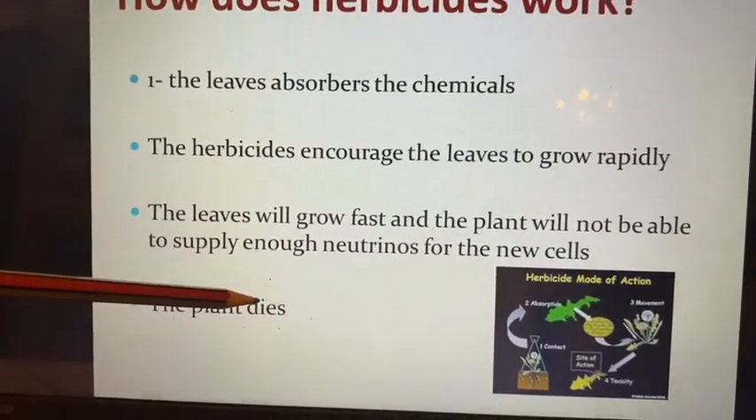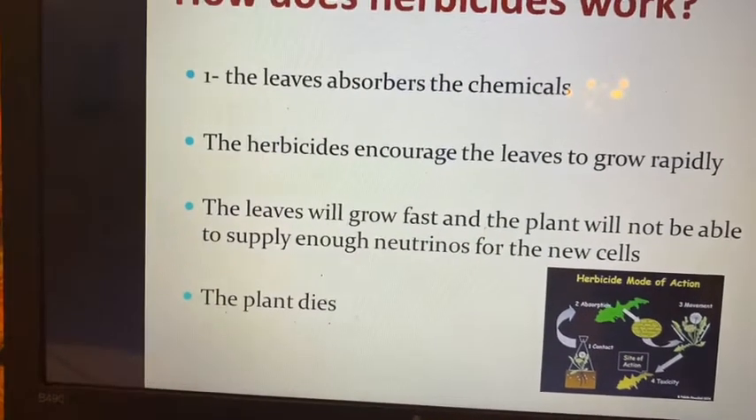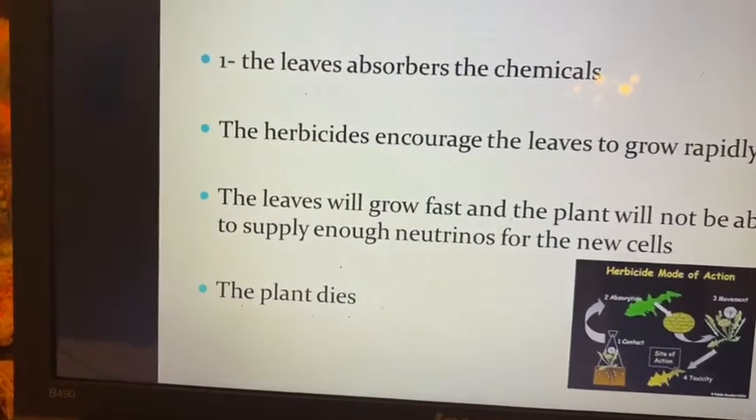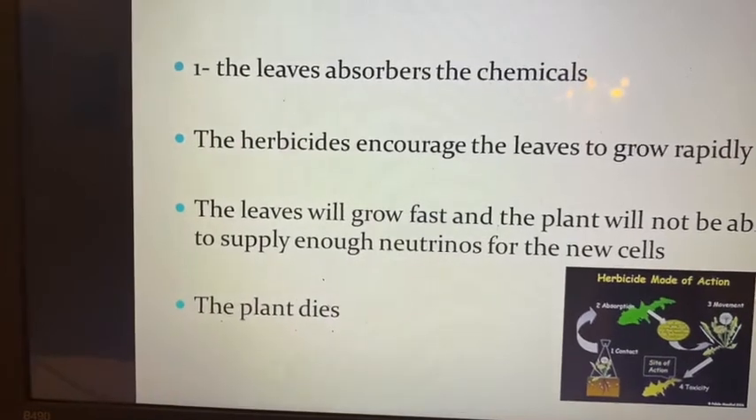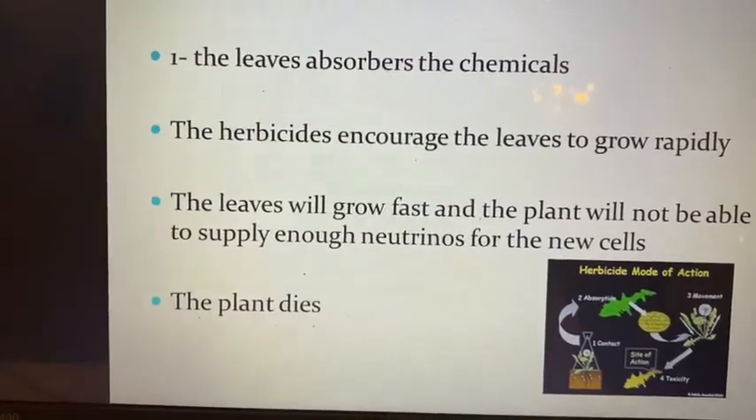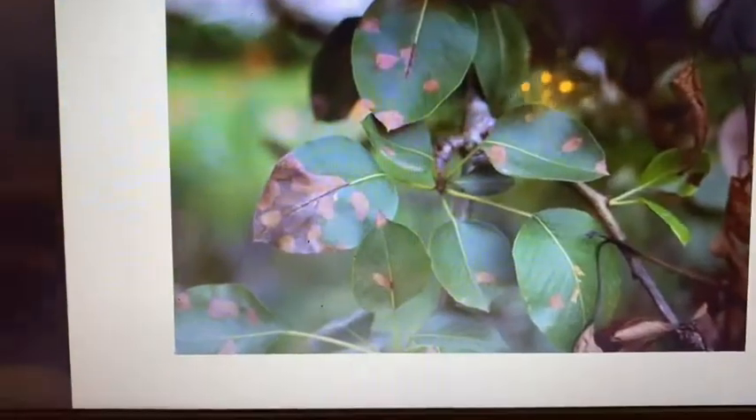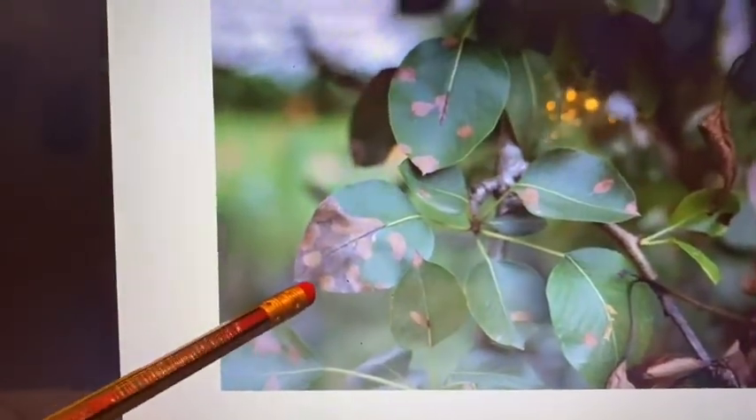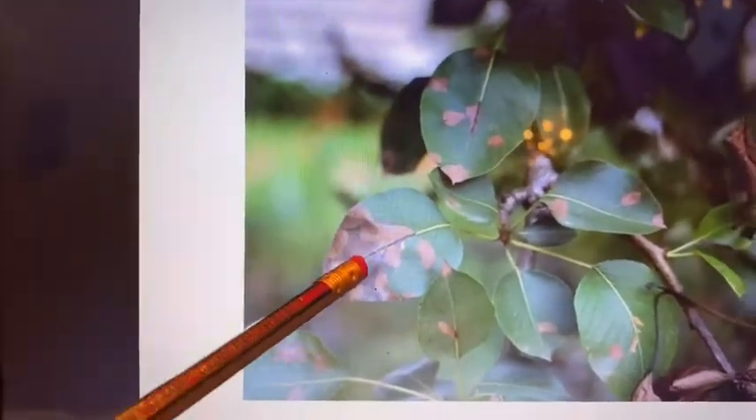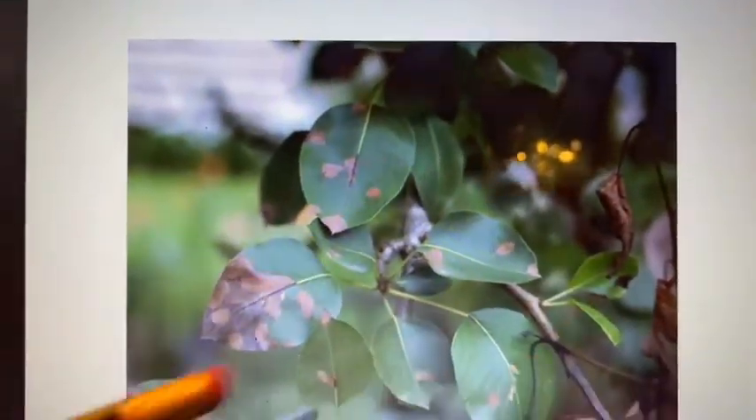so they die. Now these are used for the plants that are really unneeded that grow beside the grass plants, or beside the wheat, or beside any type of crops. They want to kill these plants, so they put some herbicides. As you can see, these plants were treated by herbicides, which are auxins, and they make the plant die very fast. Look at these plant leaves.